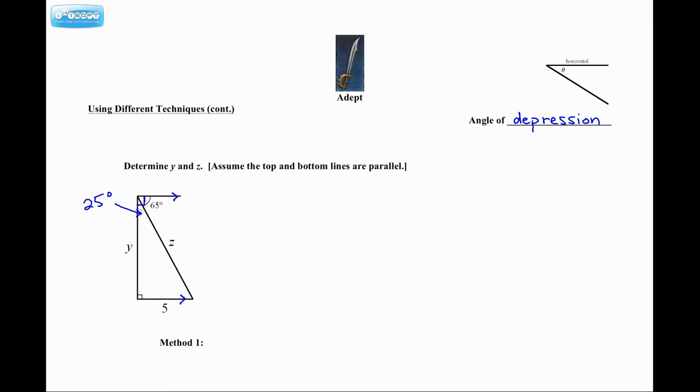Well, opposite to the 25 degree angle is this, which we're given as 5. And the adjacent is y. Opposite, adjacent, we use tangent. So the tangent of 25 degrees is opposite over adjacent. All right, so solving for y, just skipping some of the steps, it's just going to be 5 divided by tan of 25. That's going to be an ugly decimal, but no matter. And we get about 10.72.